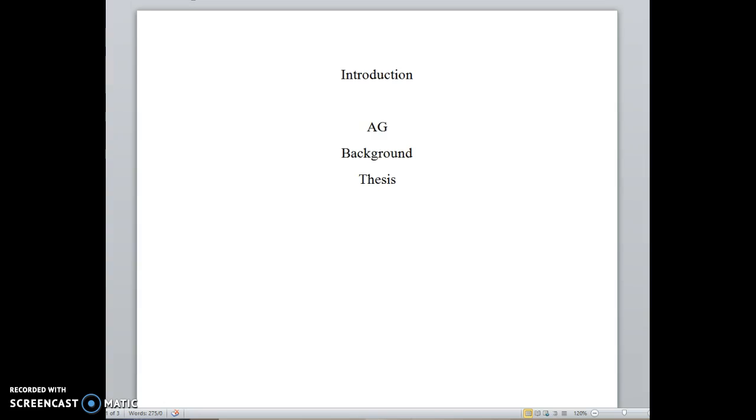Now, with a good introduction, remember, we have three basic parts: attention getter, background, and thesis that we need to make sure is in there. But today we're going to walk through what each of these parts should look like, and then I'm actually going to give you a sample to really help you wrap your mind around it as you try to write your own.